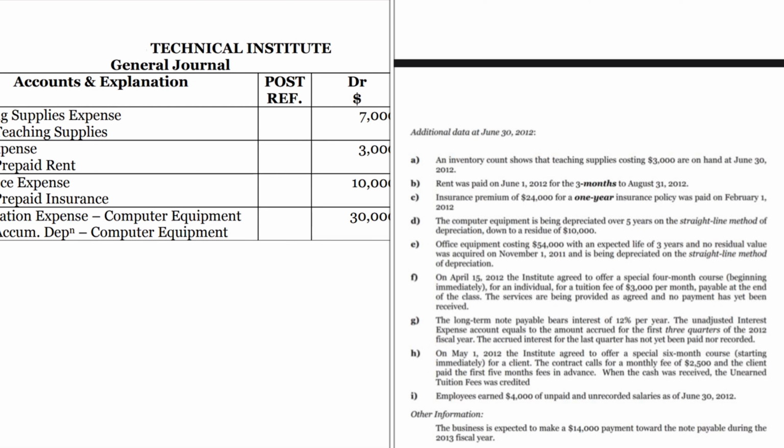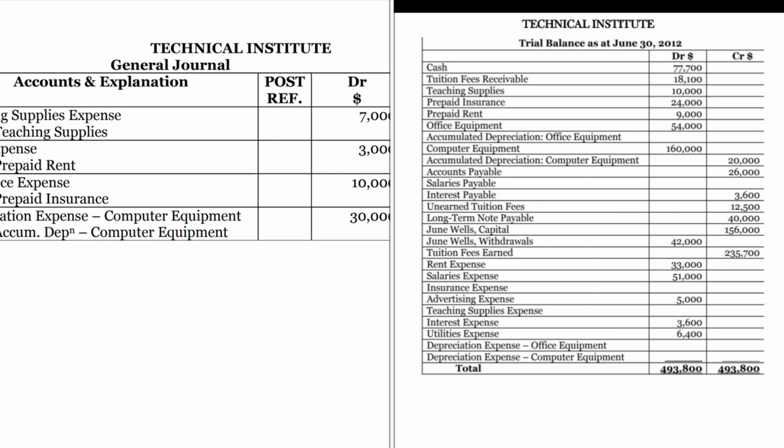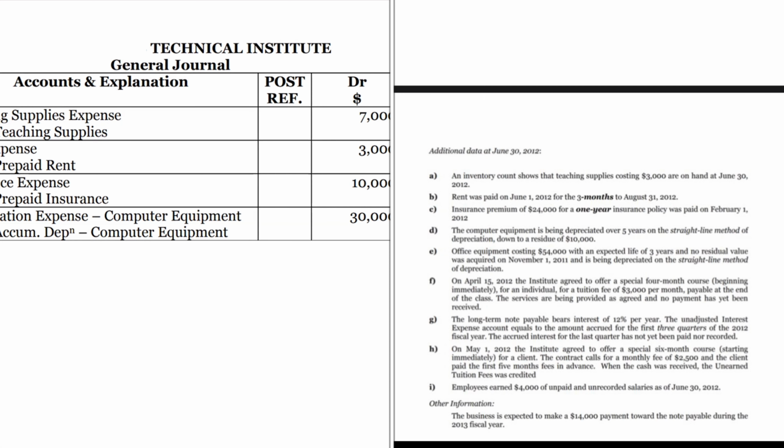The cost minus residue divided by expected life. So here the cost is $54,000. There is no residue. So it's 54 minus 0 equals 54 divided by the expected life of 3 years. So our depreciation per year for this asset is $18,000. So I guess we can go ahead and just debit and credit $18,000. No, not so quick, man.